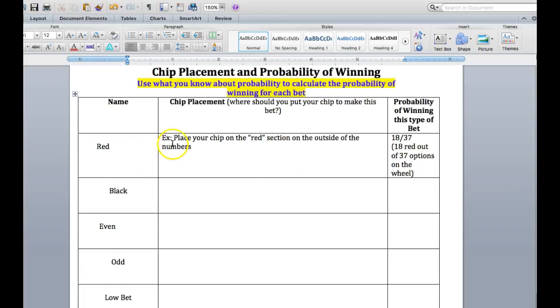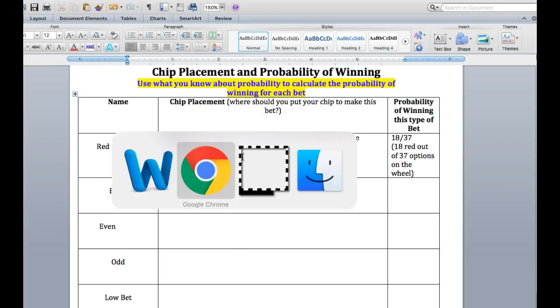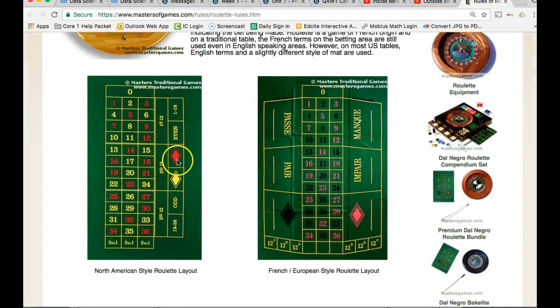So this one's a little different because, as you can see, it's the same bets, obviously, because those are the bets that you can make here. But what we're going to do in this table is say, where should I place my chip to make that bet? So a red, which we know from the table above, includes all of the red numbers. But your chip placement, what you're going to do is place it on the red section of the outside bets. So if we look here, here's the red. That's where you would place your chip. It's an outside bet, and you're placing your chips here.